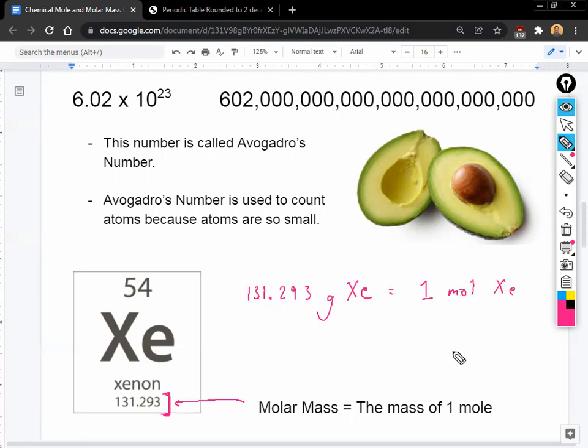I think you guys can kind of see where this is gonna go. So the number on the bottom is grams of that element equal to moles of that element. Write this down. This part right here you want. You don't need to draw the picture, but you want to make sure you write down molar mass because that's going to be the concept for today. Okay.